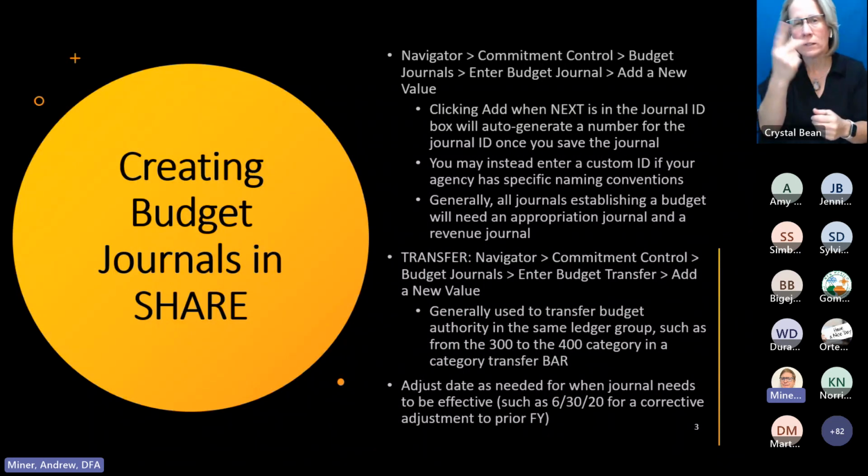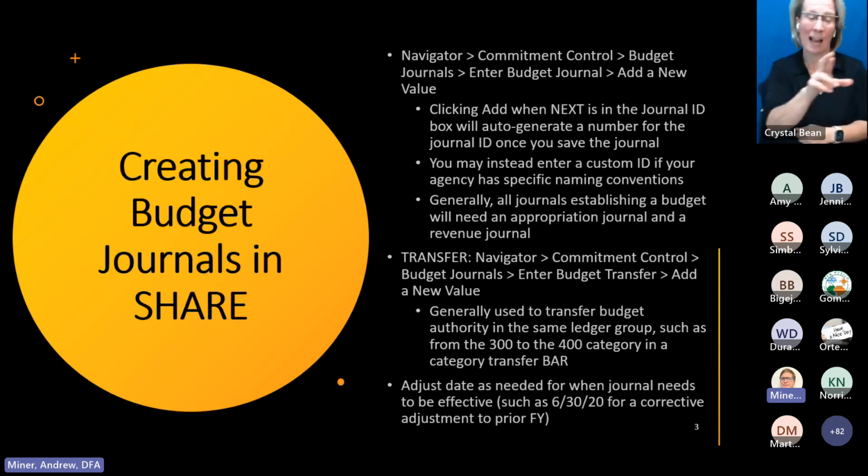So if you click Add, if Next is in the journal ID box, that will auto-generate a number for the journal ID. We're up in the millions of journals now. But some agencies prefer to enter their own, and they have some sort of naming scheme for their journals, like 66723 BAR 01 or something like that. That's fine. Or you can just have Share give you a number. Either is fine. And just remember, kind of like we talked about yesterday, all journals that are establishing a budget will need both an appropriation journal and a revenue journal. You need to do it on both sides.